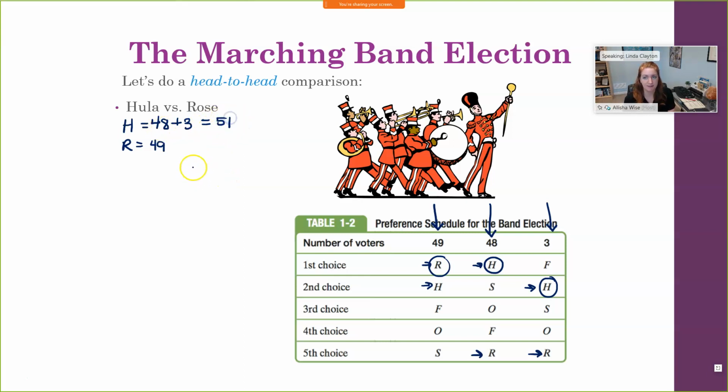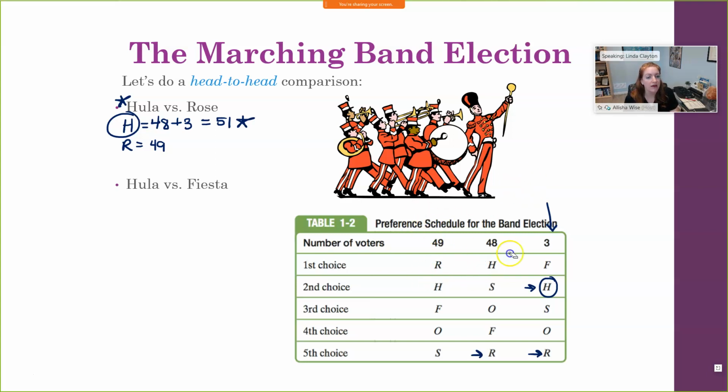Exactly. So what we do is we say, okay, well, it looks like if we compare who got more points, comparing those two, who would you say would be the winner in just that head-to-head comparison? Hula, right? Because they have more votes. Exactly. So hula would win in that head-to-head comparison. Let's go ahead and try another one.